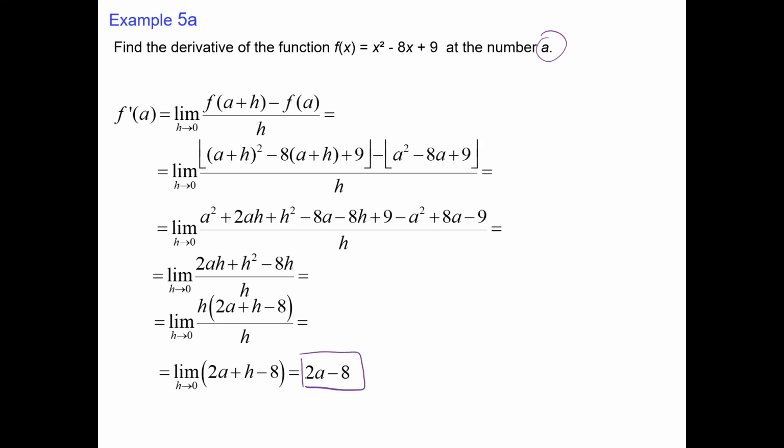And that means this is the derivative. I can still say it is the slope of the tangent. The derivative is the slope of the tangent line at the point A. Oh, we do not have A. That means 2A minus 8.